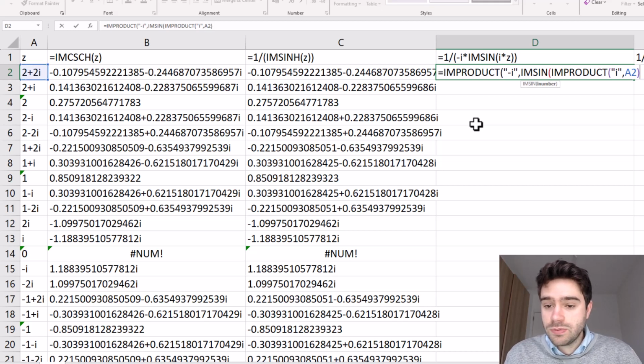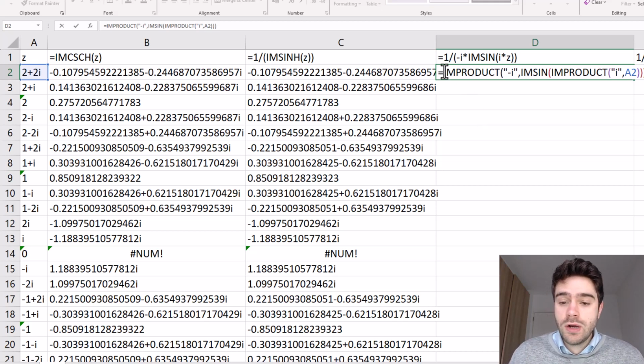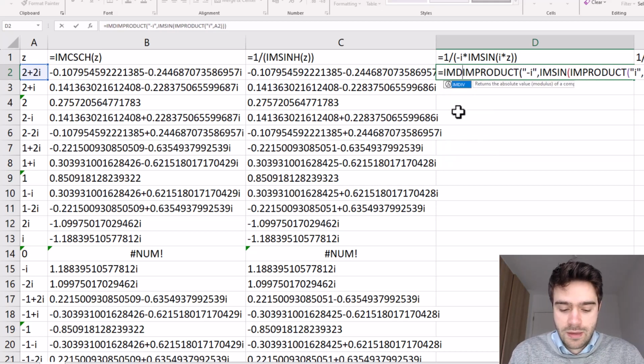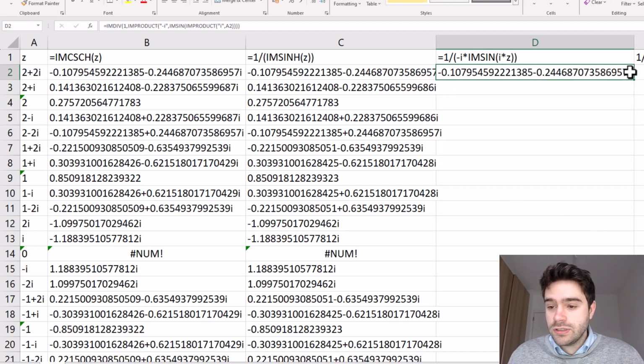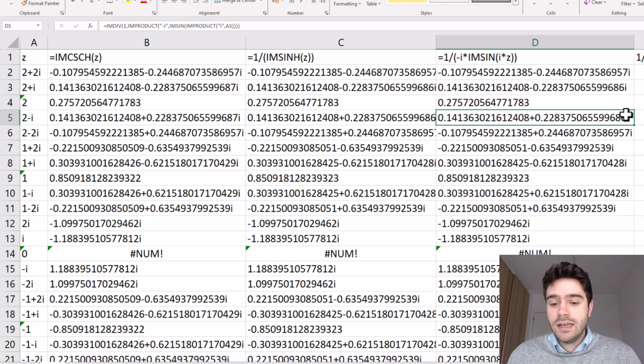Now I close these parentheses, and so right now we are taking the product of minus i times the sine of the complex number times i. Now all we have to do is to take 1 and divide it with this number, so I will use the IMDIV function for this, and we are dividing 1 by the number that was being returned by this sine function multiplied times minus i. I press enter, there we get the result. Let's pull this down. And as you can see, once again, we are getting exactly the same result.